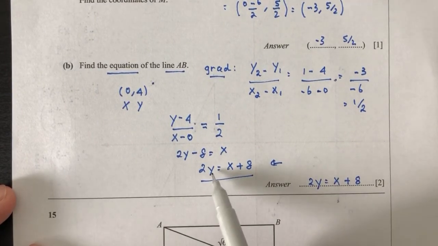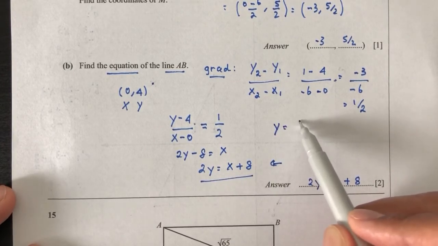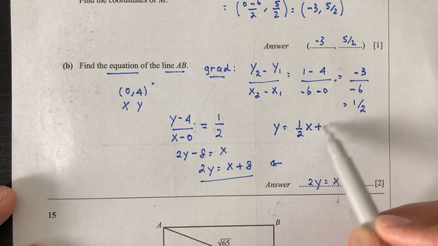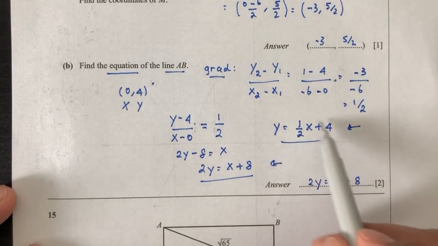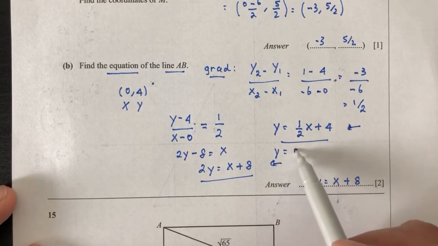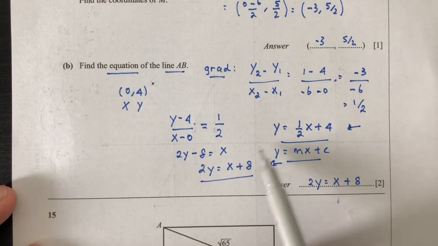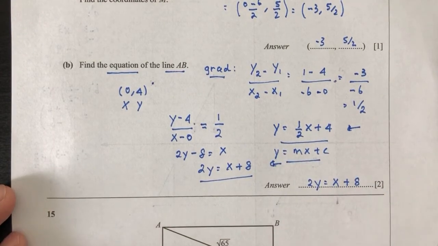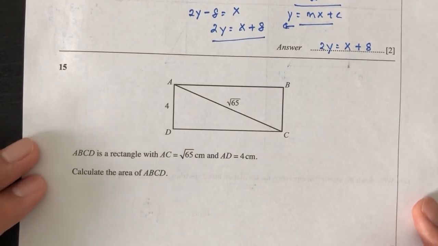You can also make y the subject of formula. So you can do y equal to half x plus 4. So both answers are good, but sometimes this one is preferred because it is in the form of mx plus c. So yeah, you can choose if you want to put this one. It is also good. Okay, so now moving on to question number 15.